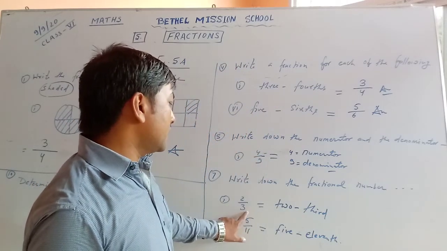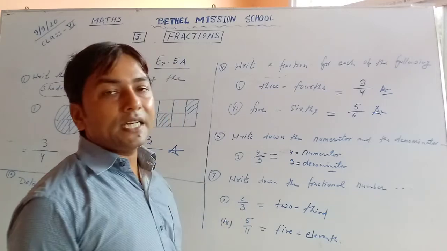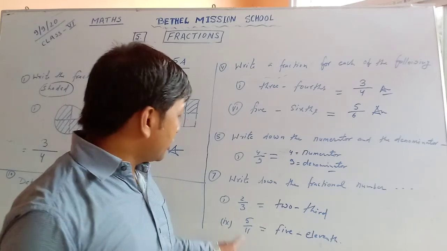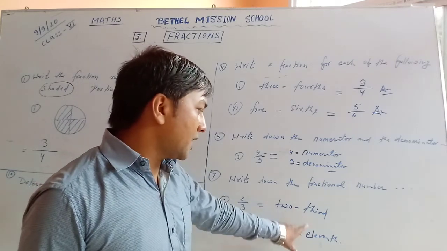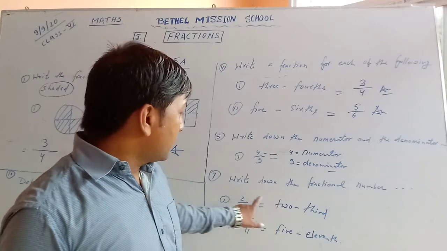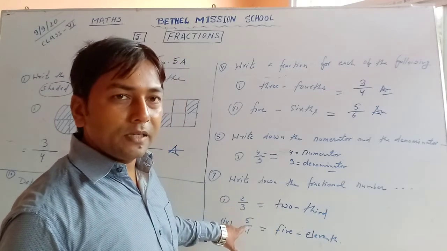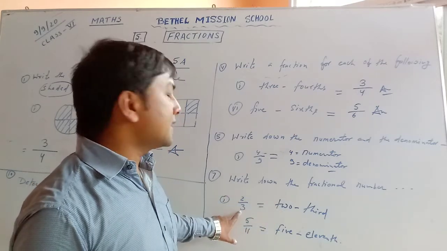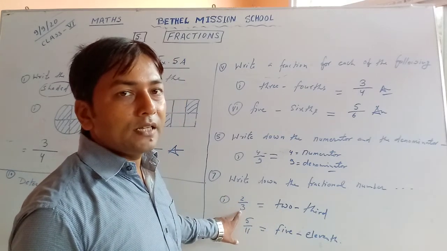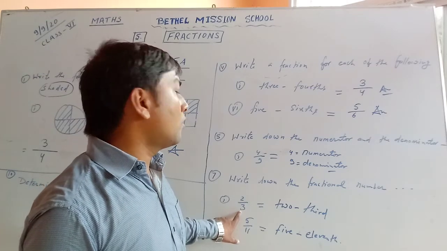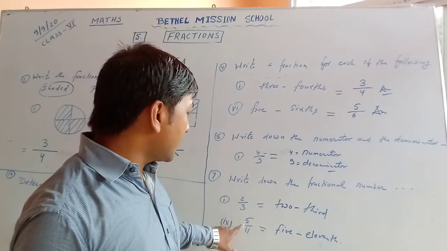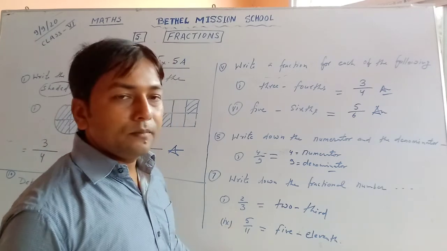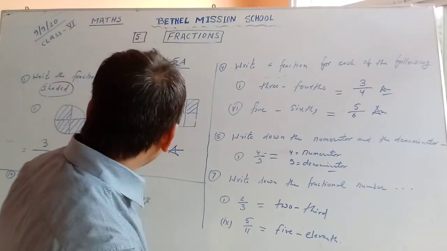This is 2 third. It means the denominators you have to write in ordinal form, and the numerator is in cardinal form. First you write whatever is given in the numerator, like 2, 3, 4, 5. If 2 is given, then write 2, and the denominator you write in ordinal form. 2 third, 5 11. Just the same, many questions are given. You will solve them. Now 10 number.